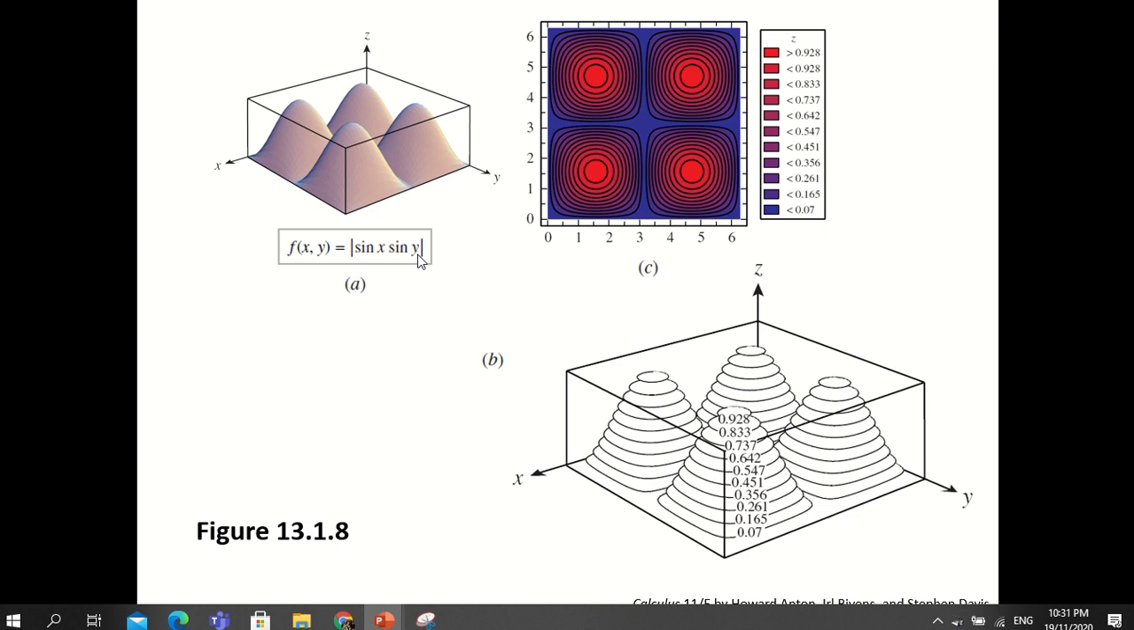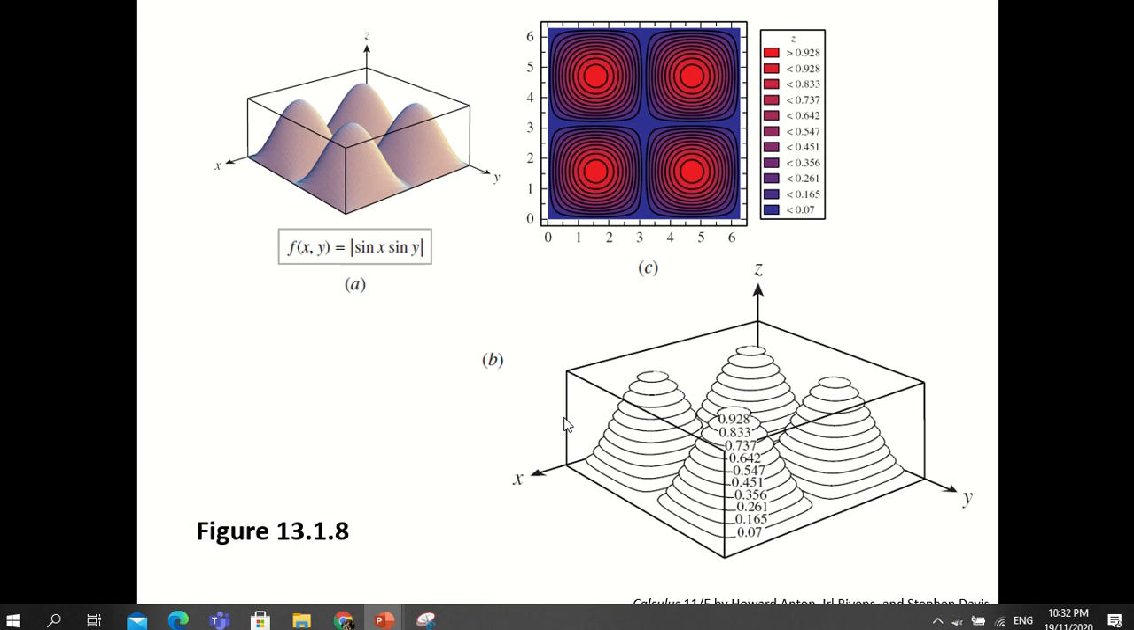Then we have an illustration of a function of x and y in three-dimensional figures. This is the product of sine x and sine y. And this is the contour map. This is another illustration that represents this also.